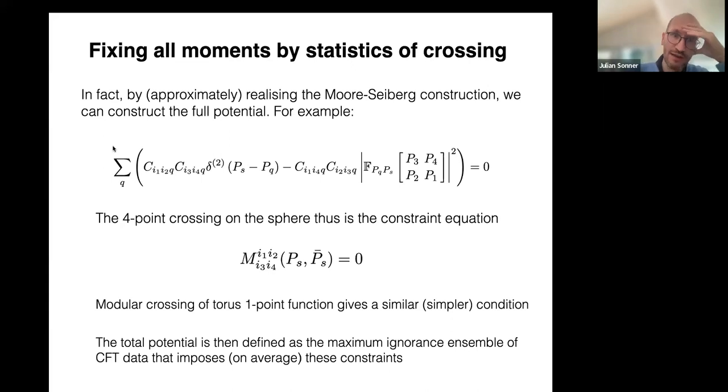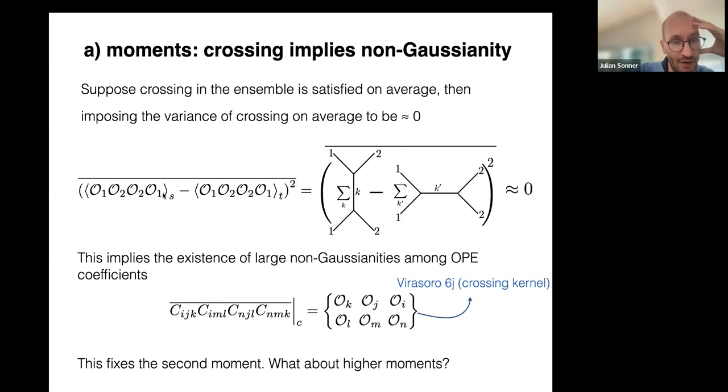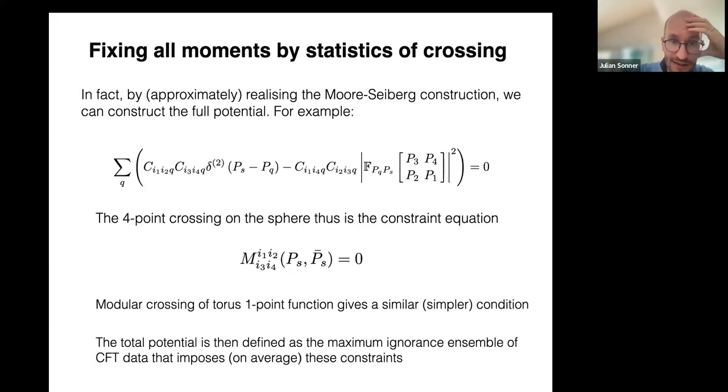So for example, let us think about ST channel crossing on the sphere. I can write ST channel crossing on the sphere, which would have been previously that this correlation function evaluated in the S channel is equal to the correlation function evaluated in the T channel. Okay, I can abstract this away from the operators, and I can write it only in terms of the OPE coefficients. Okay, I'm summing over the intermediate operators Q, and I1, I2, I3, I4 label the external operators O1, O2, O3, O4. This would be the S channel.